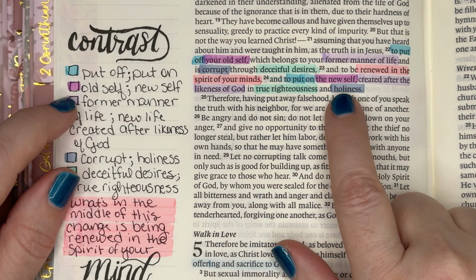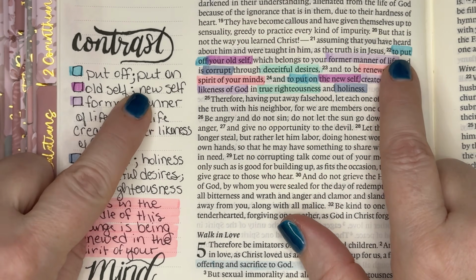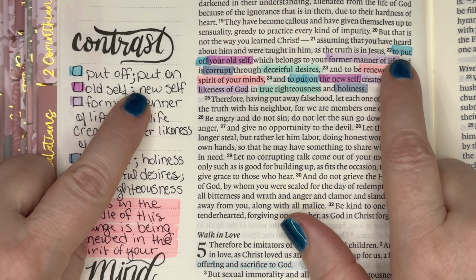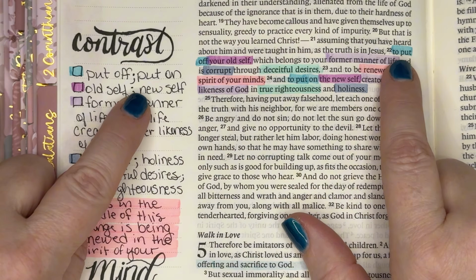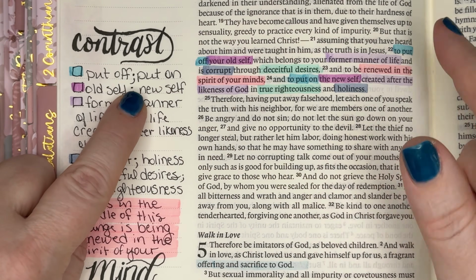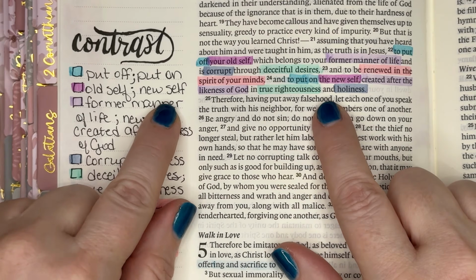You have put off versus put on. Now this is active language. Paul is telling us to intentionally remove the old and to intentionally put on the new. Think of it kind of like changing clothes, but spiritually. And then we have the old self versus the new self. That old self, the old us, that was us before Christ. That was us driven by sin and separated from God. The new self, on the other hand, that is us in Christ. That is us made new, renewed, restored.